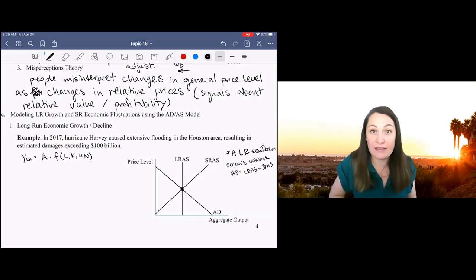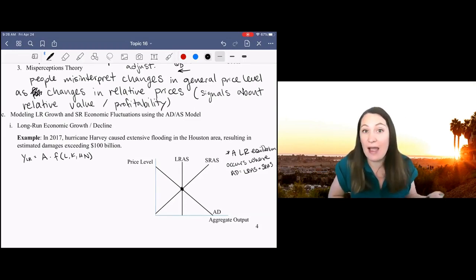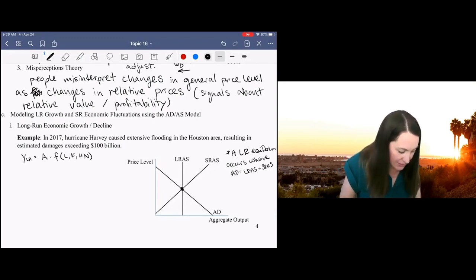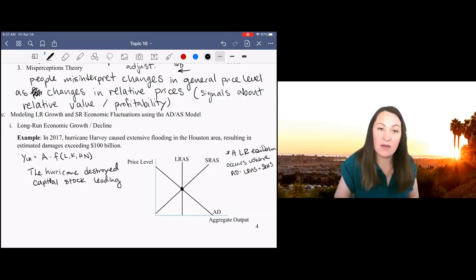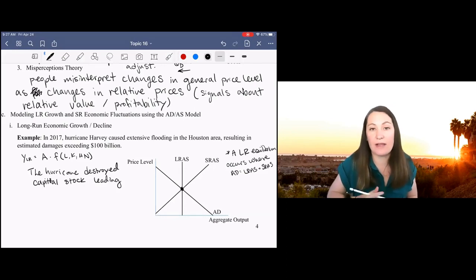The hurricane has damaged factories, roads, houses, all sorts of things within the economy, which is a decrease in capital. The hurricane destroyed capital stock, and that will lead to a decrease in long run potential output or real output.